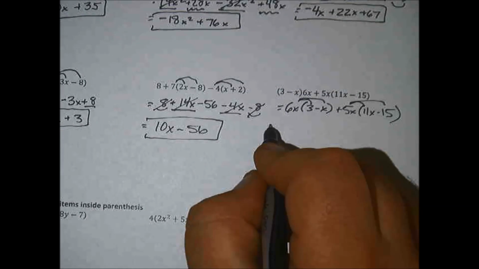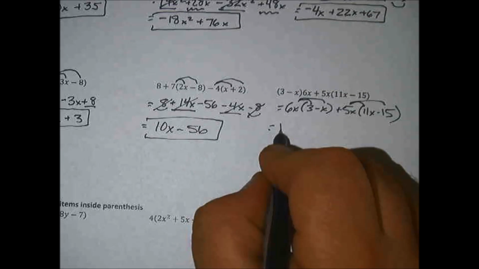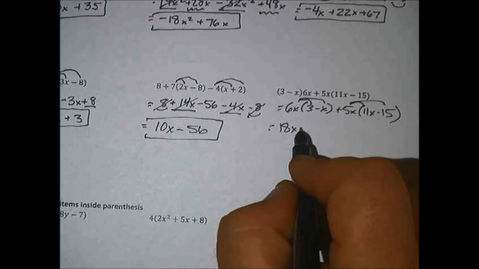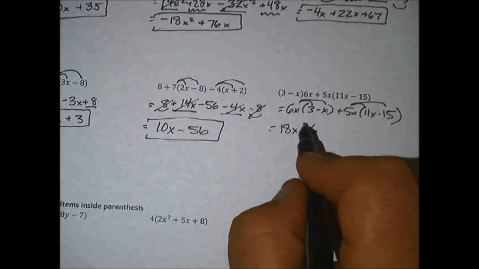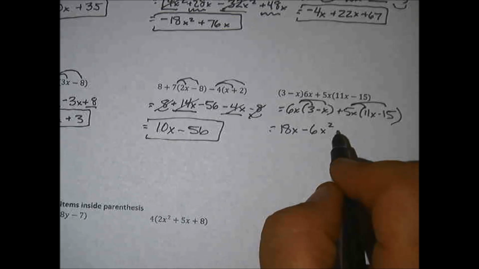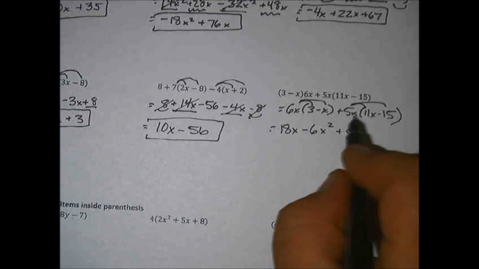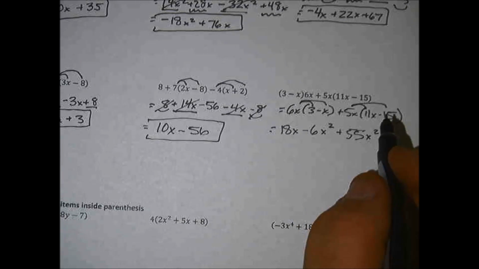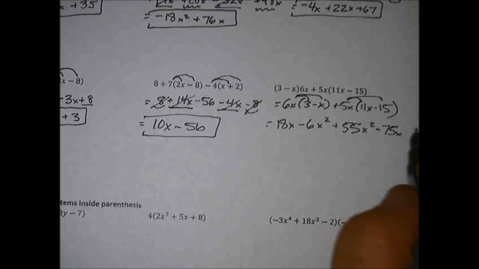So we have a double distribute going on here. 6 times 3 is 18. Tag that x with it. 6 times -1. There's a -1 in front of that x, so that's -6. x times x is x squared. 5 times 11 is 55. There's x times x, so x squared. And 5 times -15 is -75. Tag the x on the end.